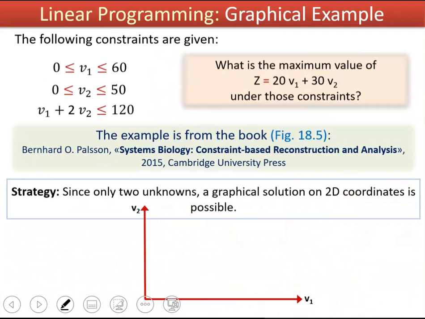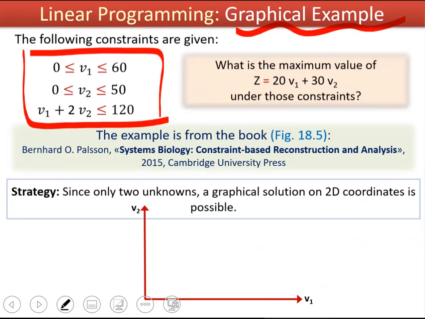Before proceeding, I would like to share with you a graphical example for linear programming. A very simple example of two unknowns. And these are the constraints given. V1 is constrained to be between 0 and 60. V2 is constrained to be between 0 and 50. And V1 plus 2V2 must be smaller than 120.